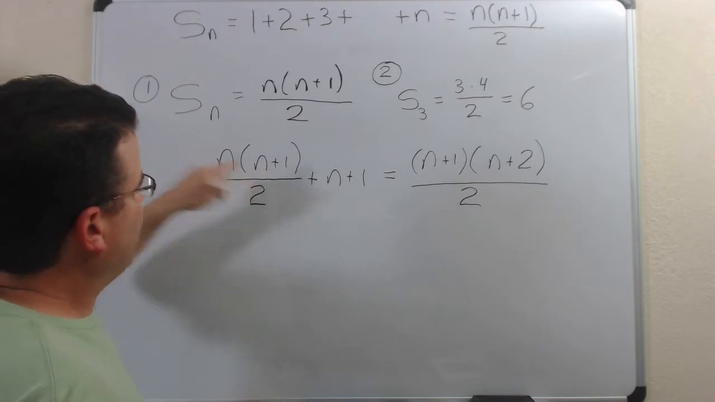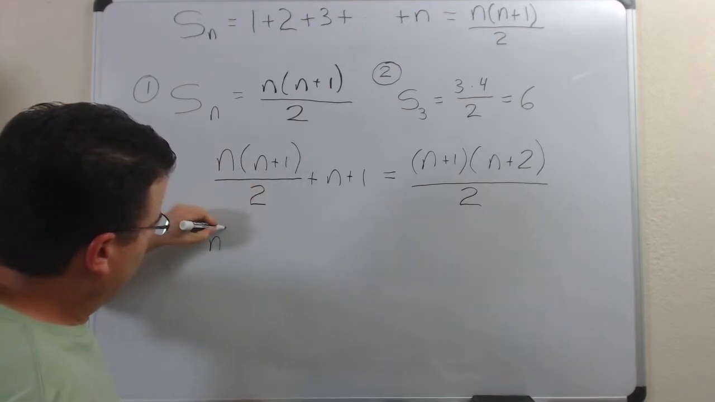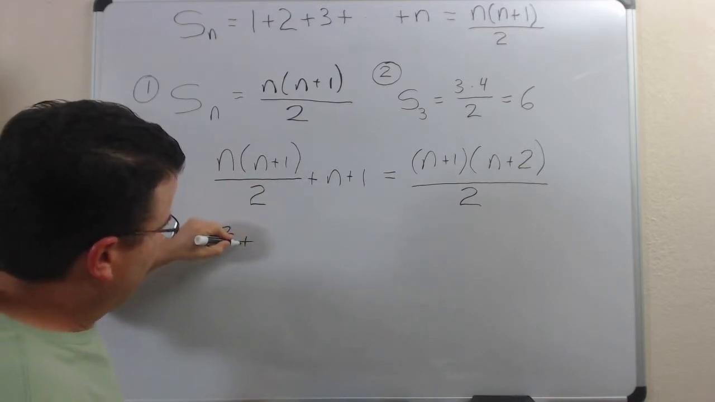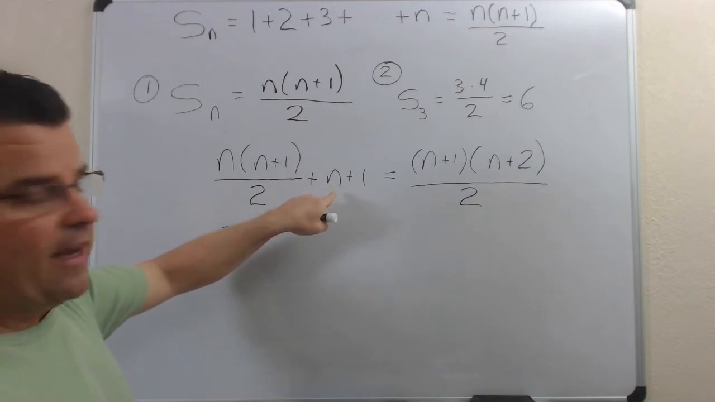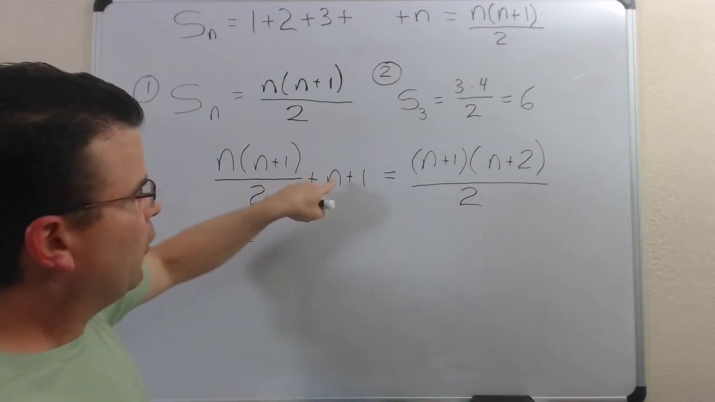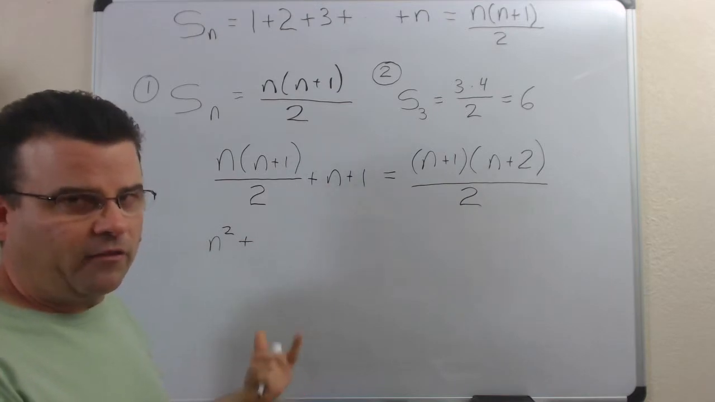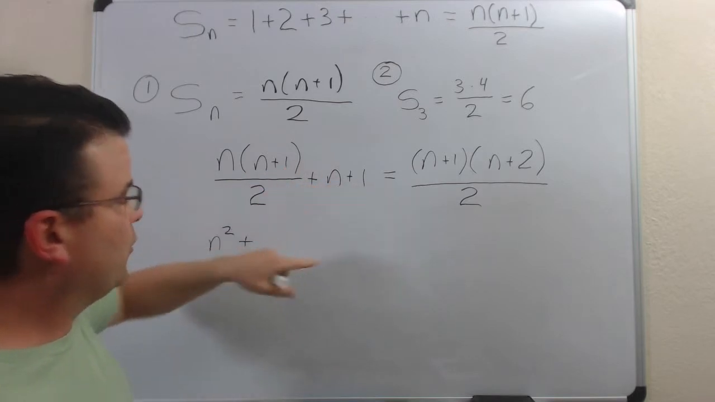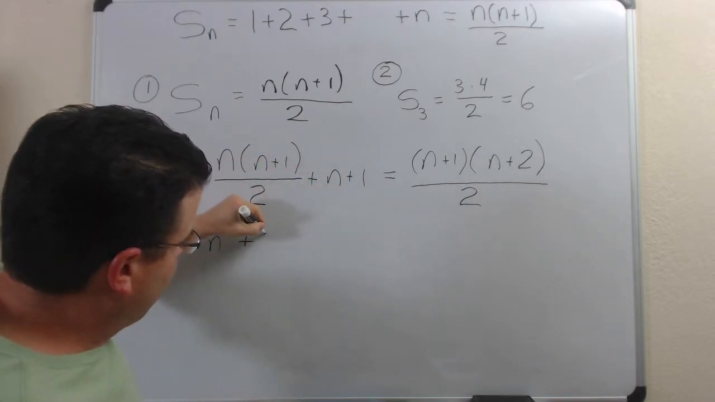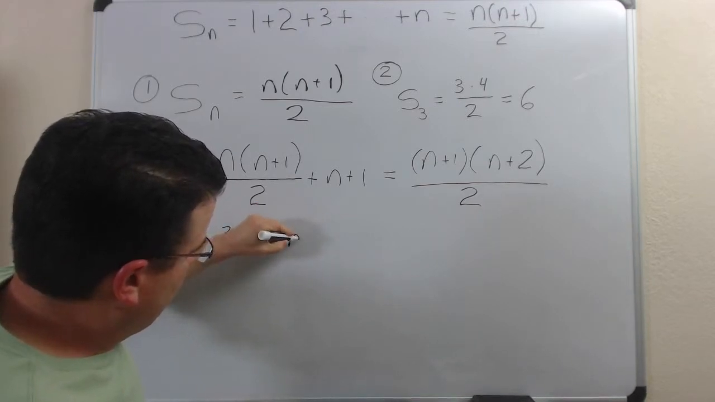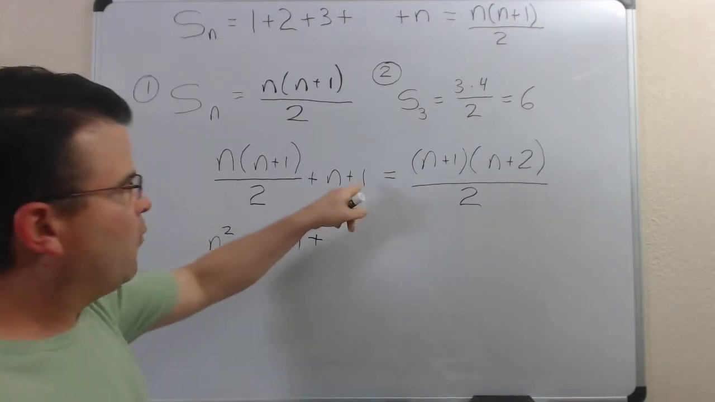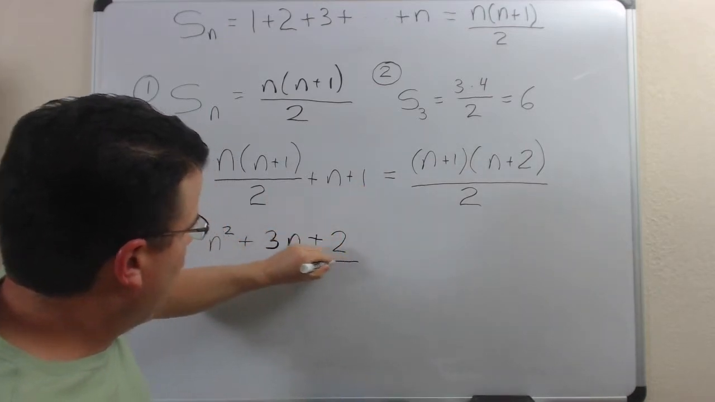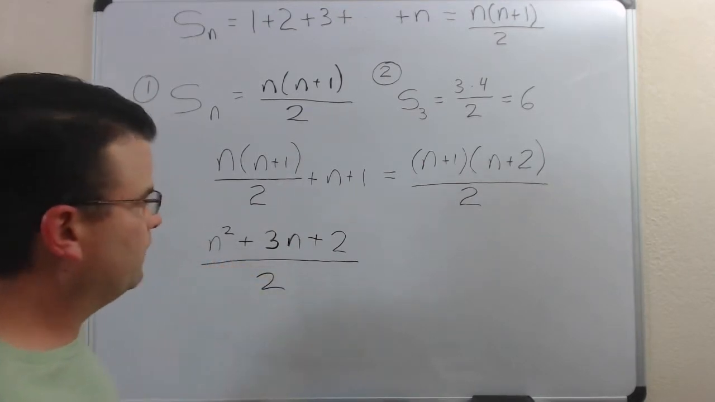So n times n is n squared. And n times 1 is n. So we're going to add n. But we've got another n over here, so I'm going to combine like terms. We want a denominator of 2. So to write n with a denominator of 2, that's 2n over 2. So we have n times 1, which is n, plus 2n over 2. So n plus 2n is 3n. Plus, and then the right 1 with a denominator of 2 would be 2 over 2. So plus 2, and then the whole thing over 2.